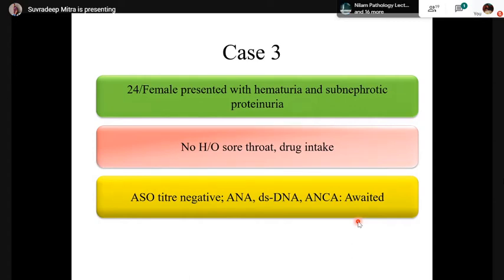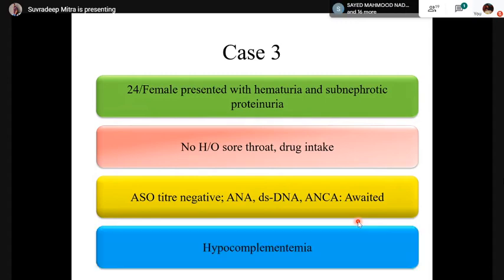So I'm trying to tell you that possibly it's not a post-streptococcal glomerulonephritis. But here ANA, DSDNA and ANCA, these are awaited. The clinicians didn't provide us with this detail, but he could provide us with the fact that there is hypocomplementemia, which is the way to say that possibly this is some disease where the complements are being consumed in huge quantity.